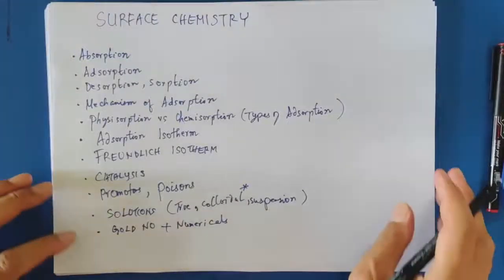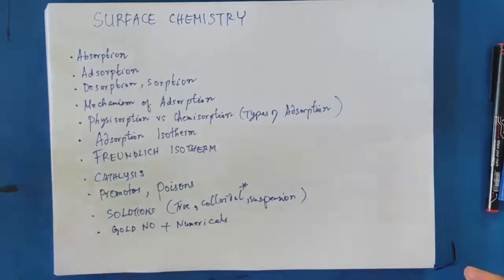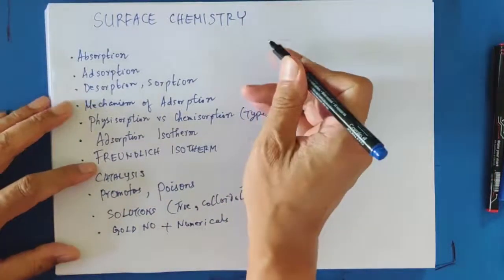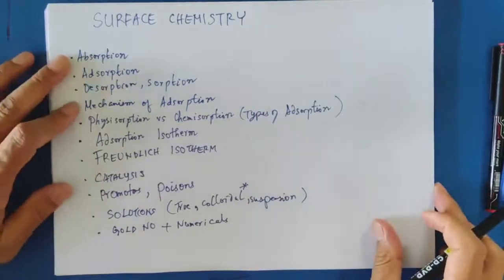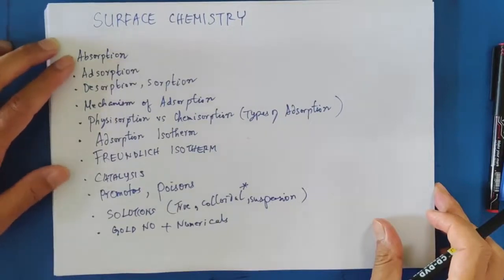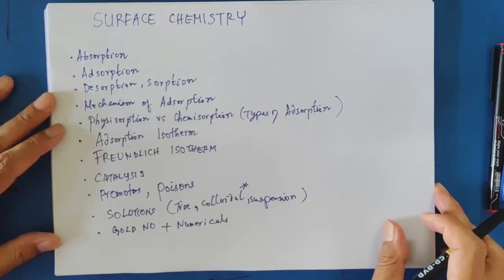Physical chemistry, class 12. Okay, chapter 5, Surface Chemistry. Discussion outline: first absorption, then adsorption, desorption, sorption. These are the basic concepts.